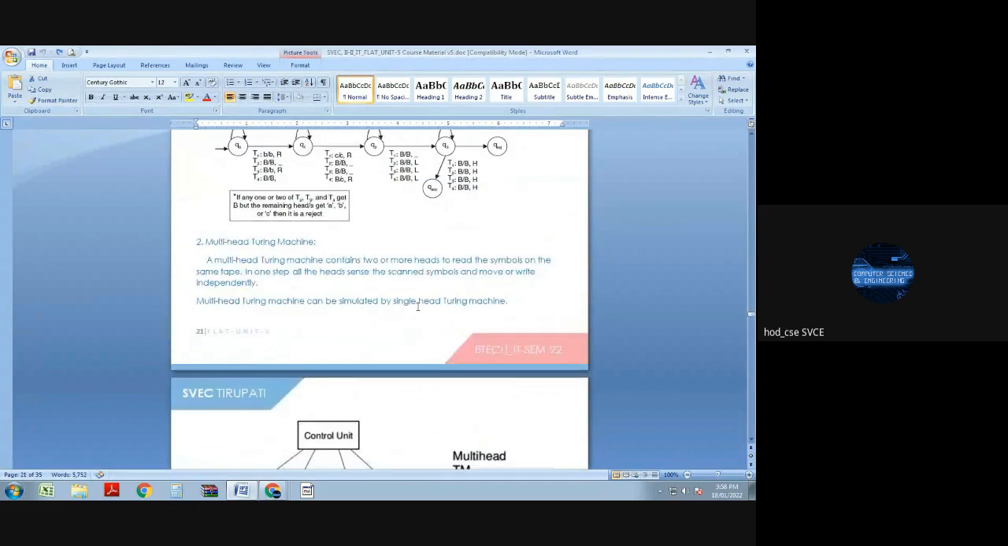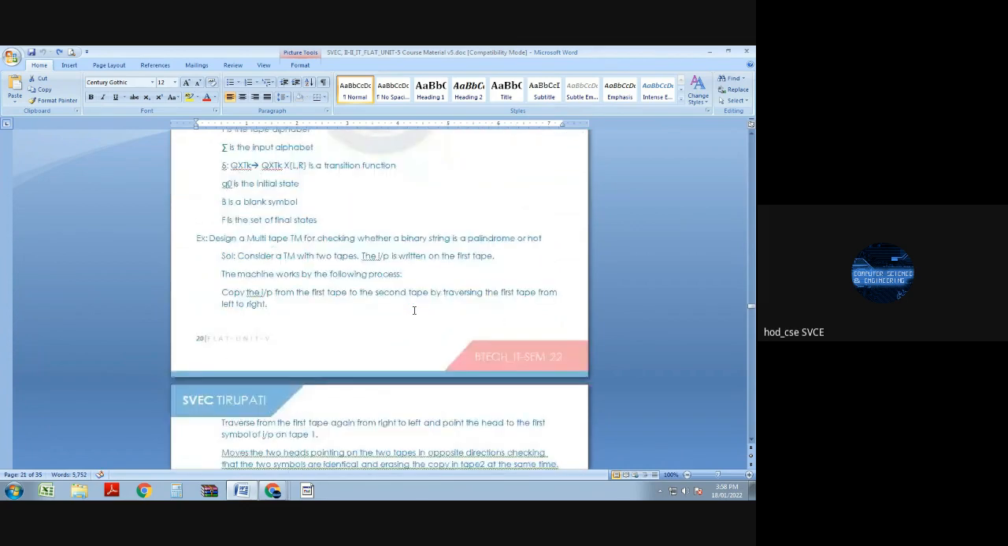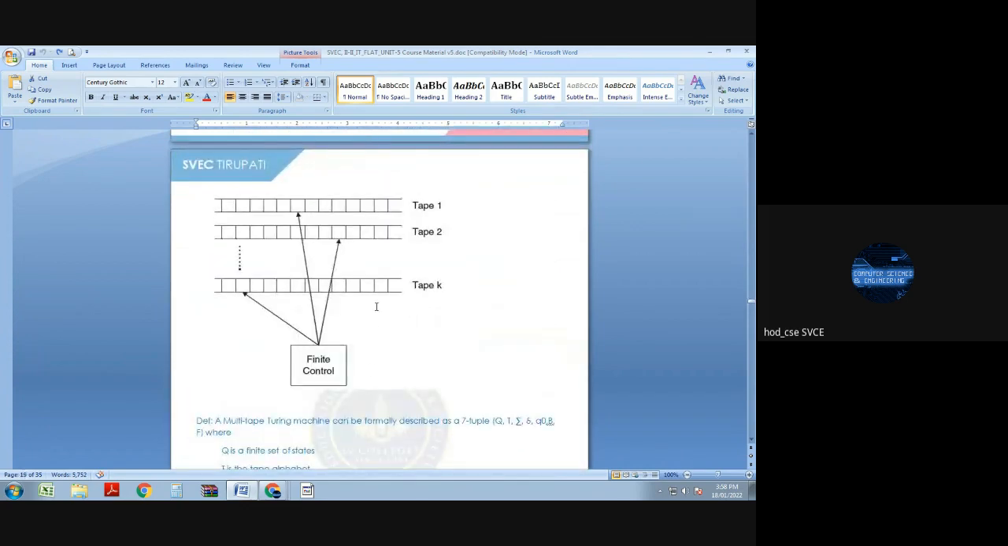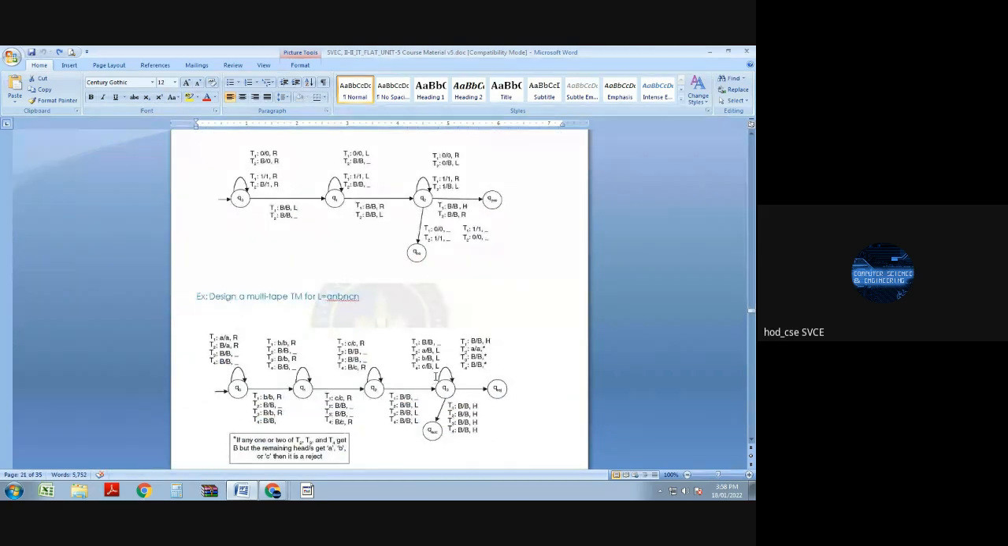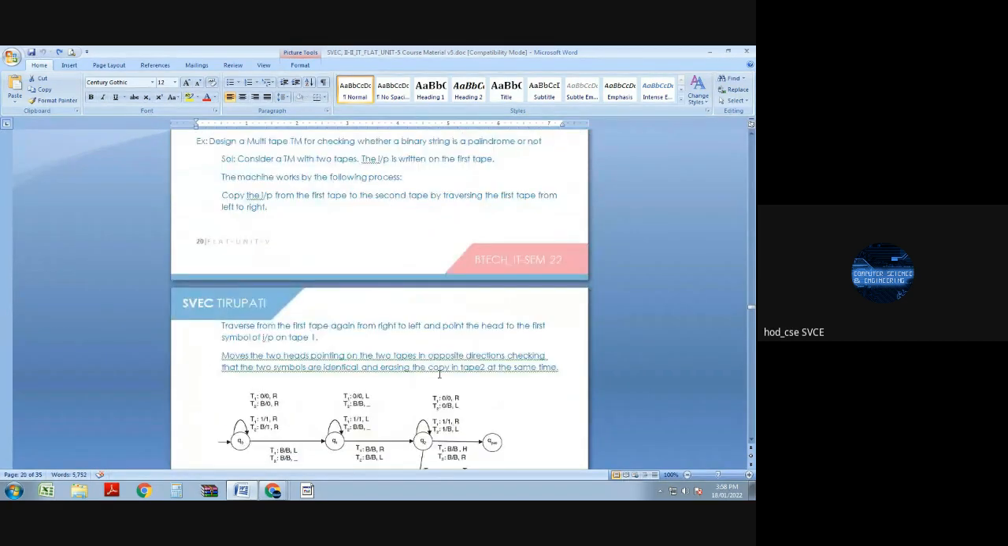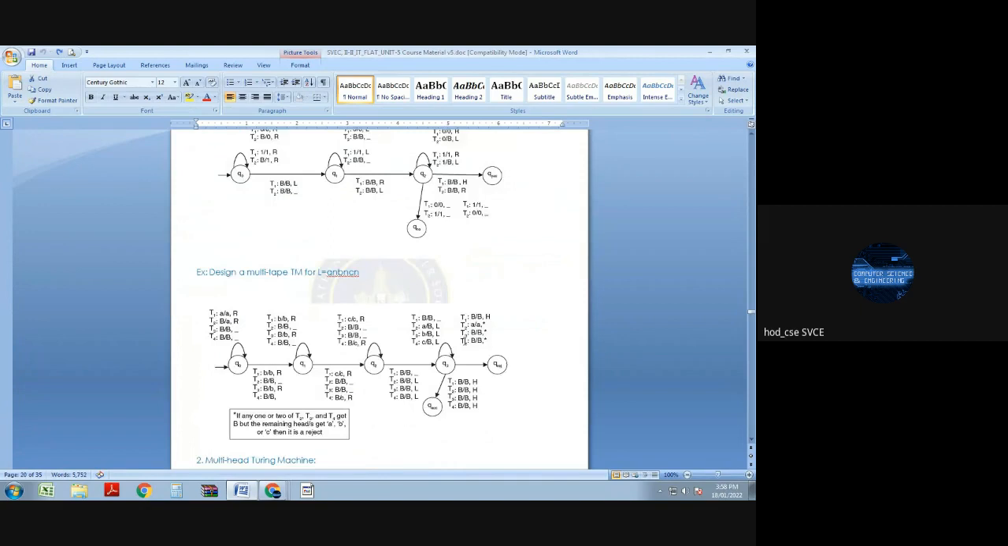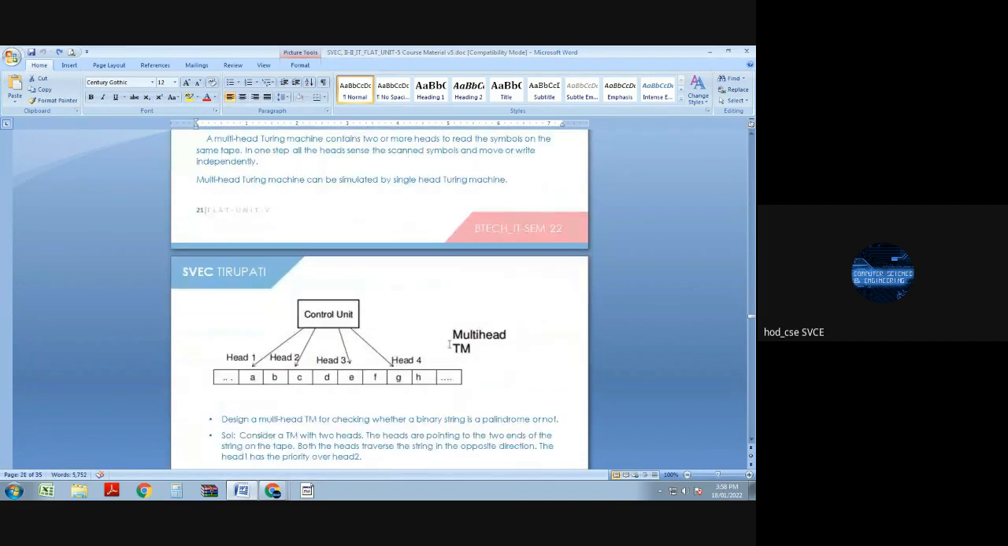The next one, the multi-head Turing machine. Before that, we had multiple tapes. Now, multiple heads. So we may have n number of heads presented: 1, 2, 3, 4, like this.